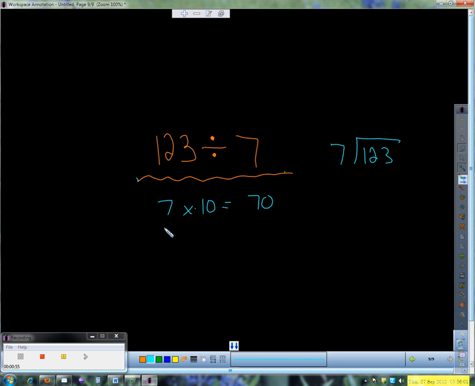Now, I'm not sure if I can do another 7 times 10 without going over, so I could just go in and try that. And that's another 70. And just to see how far I've gotten, I can add these two numbers together. And I can see right now that I'm already over my target. So I can't do another 7 times 10. I'm going to have to do something smaller.